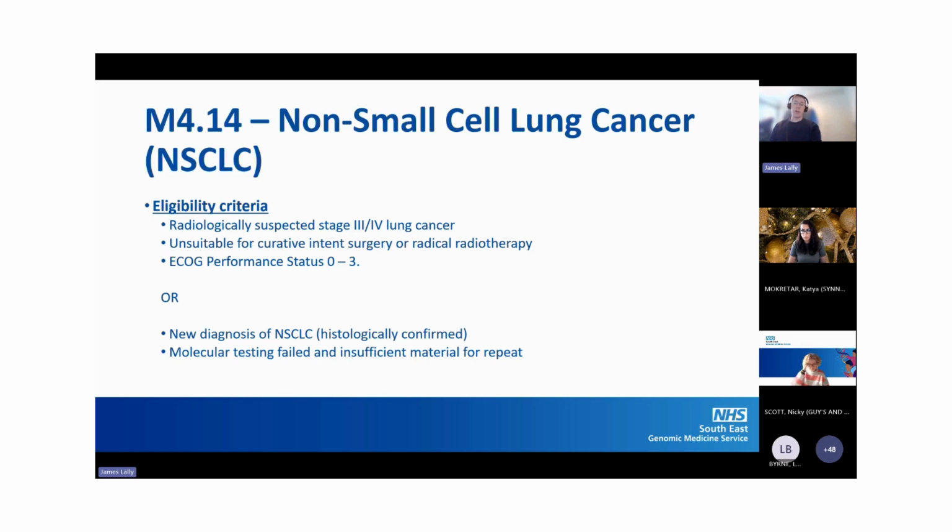Testing for non-small cell lung cancer is covered under M4, and the specific test code for ctDNA testing is M4.14. Patients should have a suspected stage 3-4 lung cancer, which is unsuitable for curative surgery or radical radiotherapy. Testing can also be requested for those patients with a new diagnosis of non-small cell lung cancer by histology, where molecular testing has failed and the only option for repeat testing would be additional biopsies.